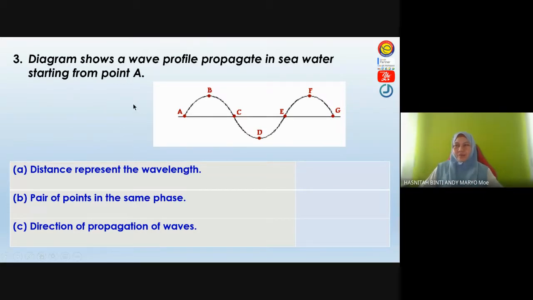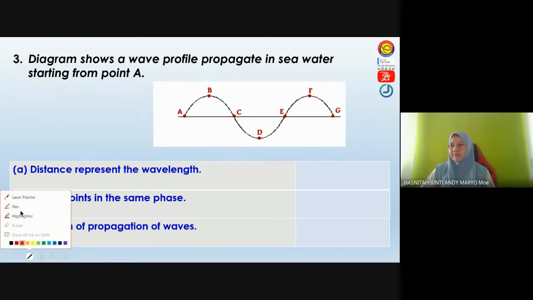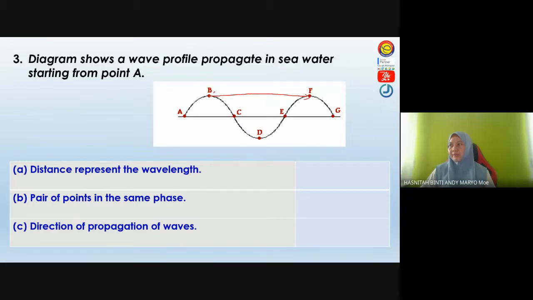Okay, how about the rest? Which distance represents the wavelength? AG? B to F. Yeah, B to F. Any more? First is BF. Okay, B to F is considered the wavelength, from one crest to another. Where else can we write the wavelength?